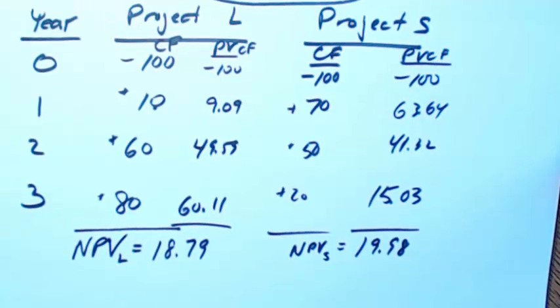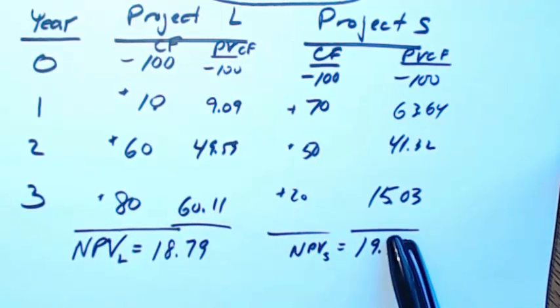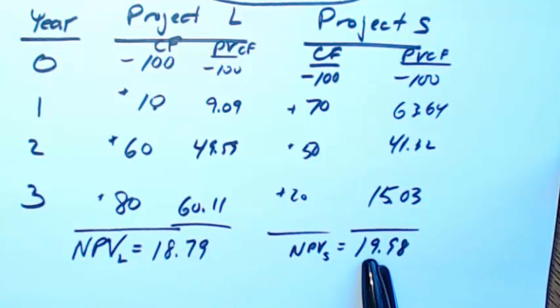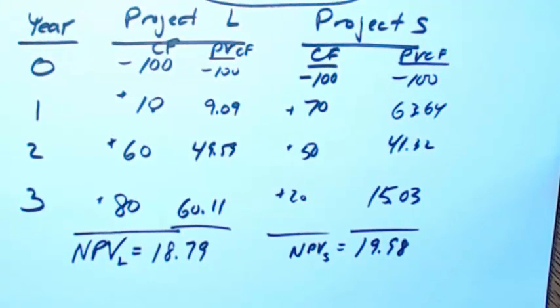Now, if these are independent projects, we would accept both. If we had the money to invest in both, we would invest in both of these projects because the net present values are positive. This one would gain $18.79 in shareholder wealth. This would gain $19.98.